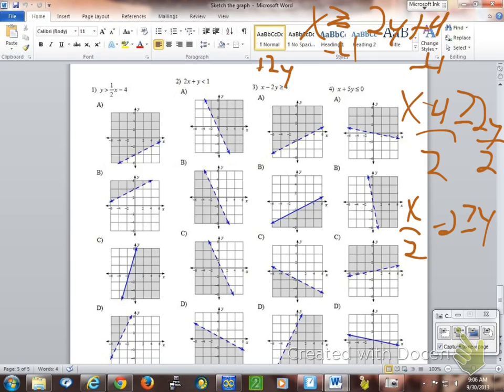Is this going to be a solid or dotted line? Solid. Is it going to be shaded above or below? Below, because y is less. B. Yeah. It's the only solid line on the board, so it has to be B. Number 3 and 4 are the easier ones. You know, just look for the solid line. Aw, that was stupid.